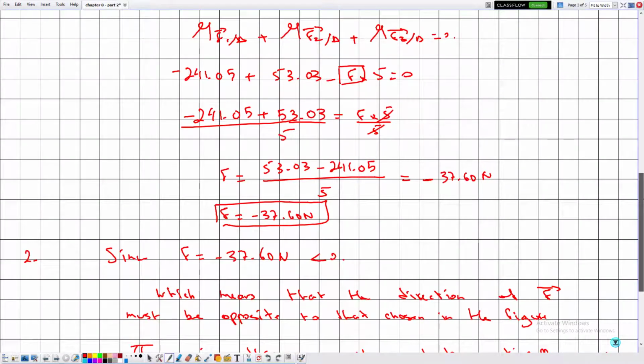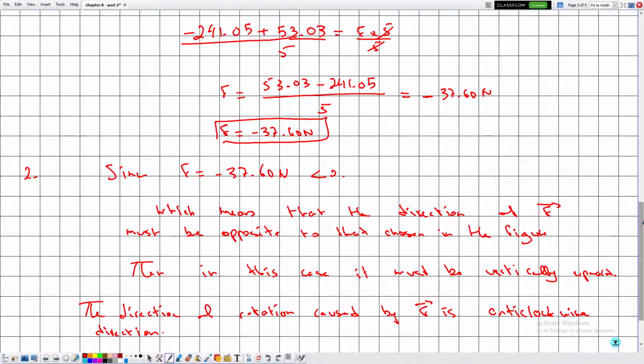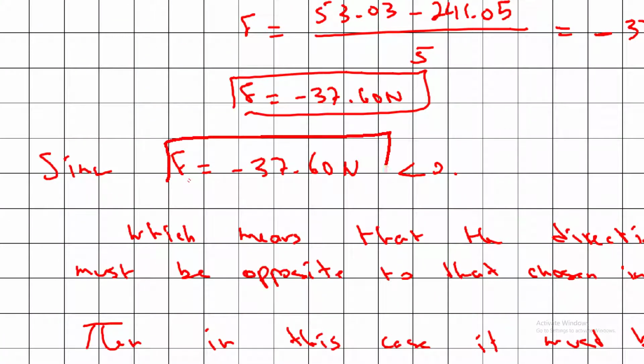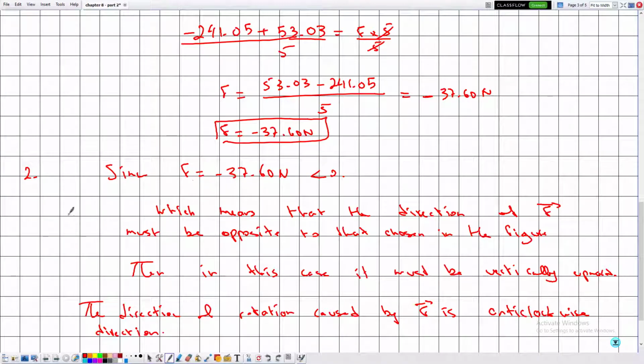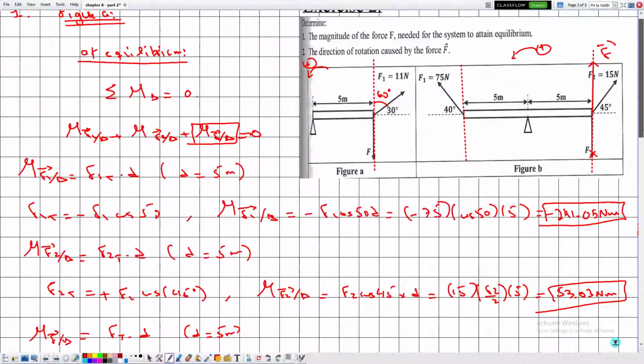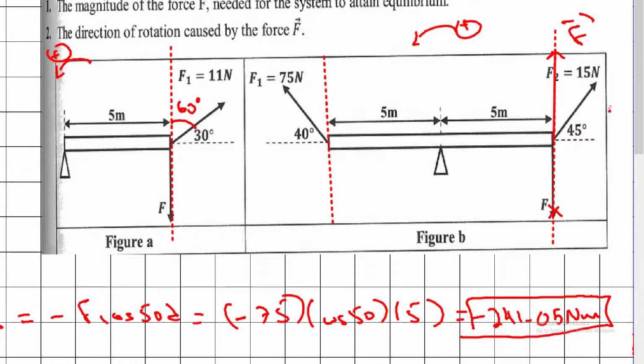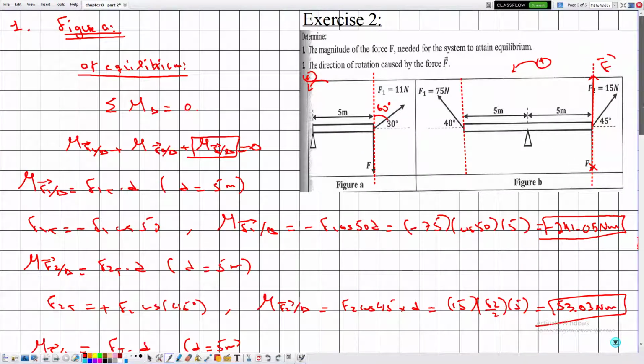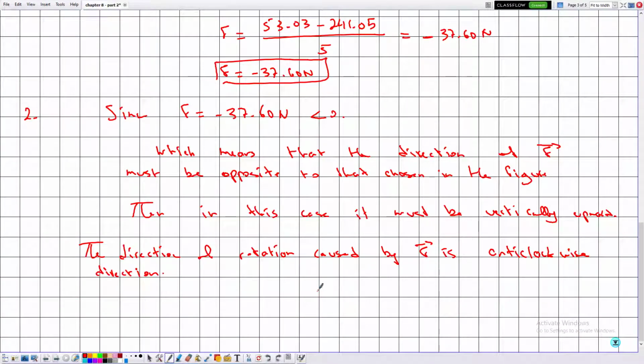Let me recall that whenever we are solving and the value of the magnitude is negative, it doesn't mean that we have done something wrong. Simply it means that the direction of the chosen force must be reflected, which means it is taken to be the opposite. And now if we take F, the direction of rotation caused by F is anti-clockwise.